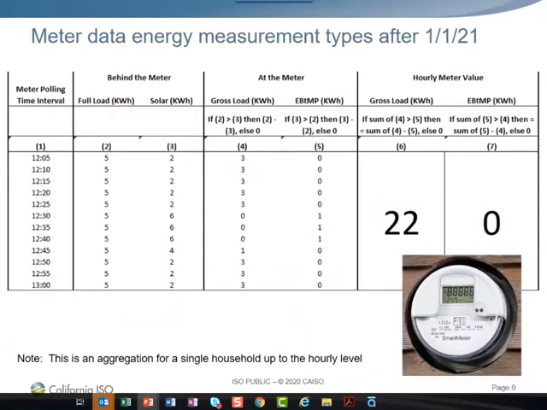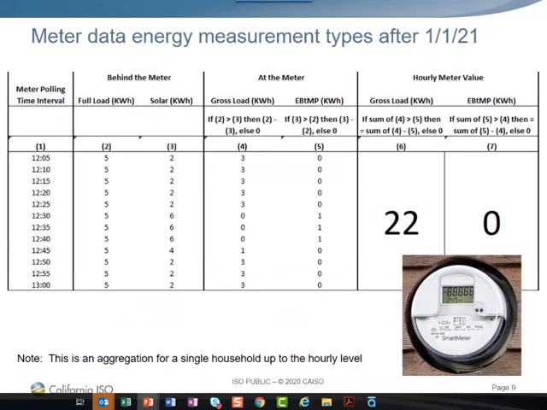This is an example of an aggregation of a single household for 1 hour. So you can see the first column there, the meter polling time interval is for the 1205 to 1300 time frame. And then we have 3 main columns: the behind the meter, the at the meter, and then the hourly meter value. So starting with the behind the meter, there's those 2 columns. There's the full load, which is everything that is being consumed, and then how much is solar. You can see for all the intervals in column 2, which is the full load, it's 5 kilowatt hours. I'm so used to working in megawatt hours, I'll probably say megawatt hours, but in this case it's kilowatt hours.